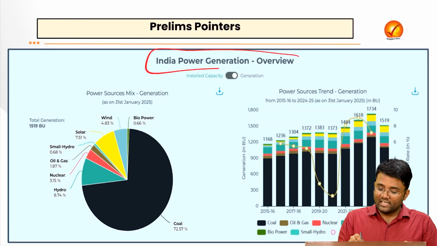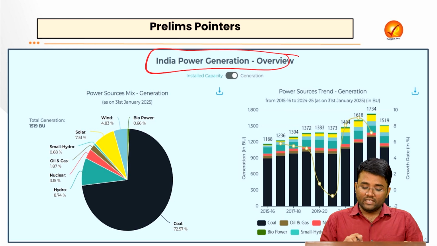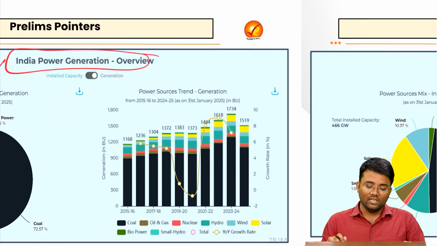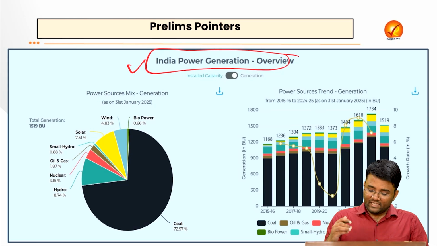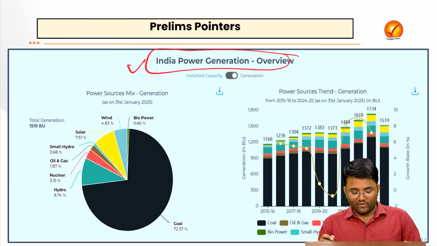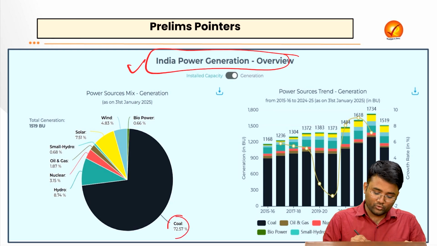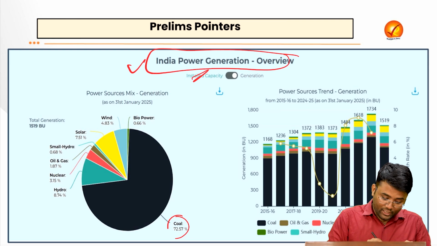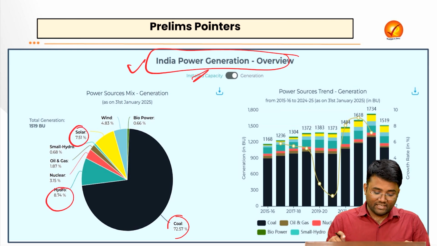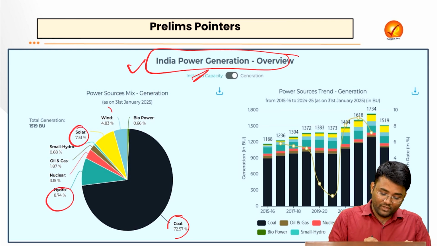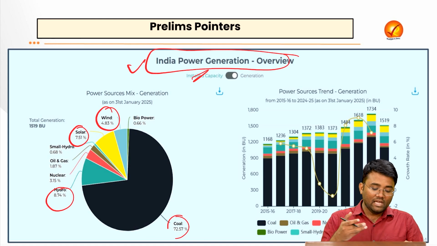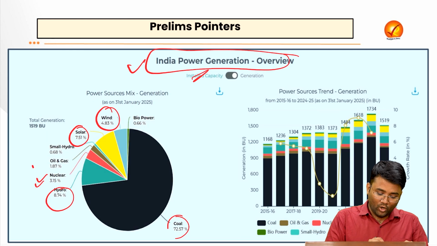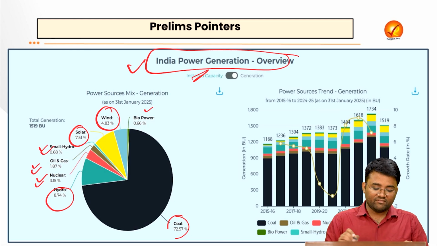Also, some of the data related to India's power generation. Again, it is about India's power generation, and this is about India's power capacity, that is the maximum potential that we have. This is the updated data from the Niti Aayog website. Coal is contributing 72.57 in the power generation, and then we have the hydropower. After that we have solar power with 7.51%, and then wind with 4.83%, and subsequently nuclear, then oil and gas, then small hydro, and then biopower.